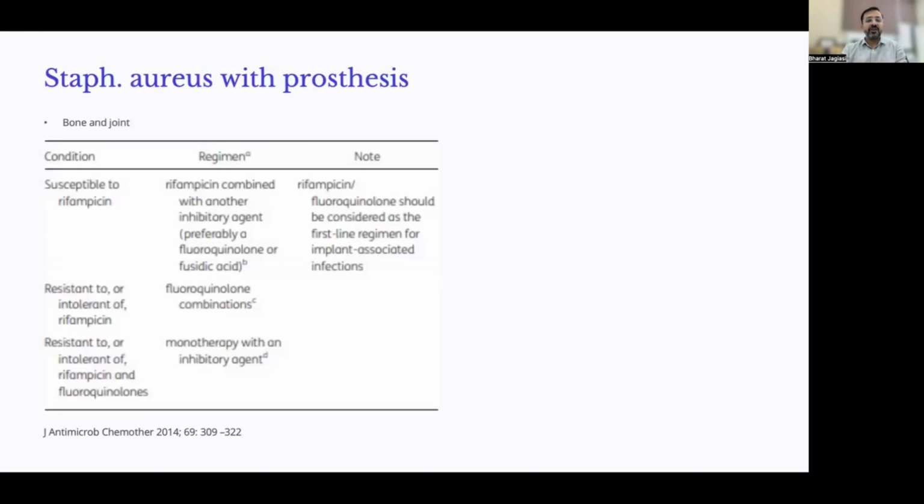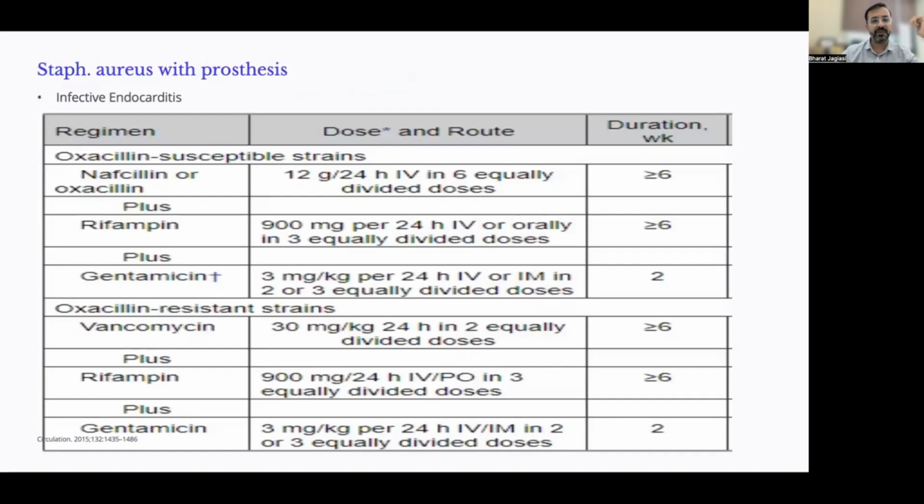So now Staph aureus with the prosthesis. We come across this condition, and this is where we've been using rifampicin. So where the patient is susceptible to rifampicin, in case of a prosthesis, rifampicin should be combined with another inhibitory agent, preferably a fluoroquinolone or fusidic acid. Note that rifampicin plus fluoroquinolone should be considered the first-line regimen for implant-associated infection, and when there's resistance or intolerance to rifampicin, a fluoroquinolone combination should be used. Where there is resistance or intolerance to both rifampicin and fluoroquinolone, then monotherapy with the inhibitory agents can be used.